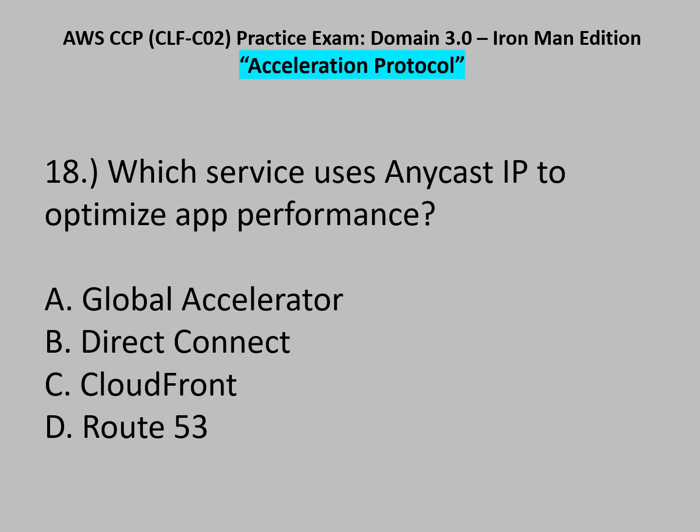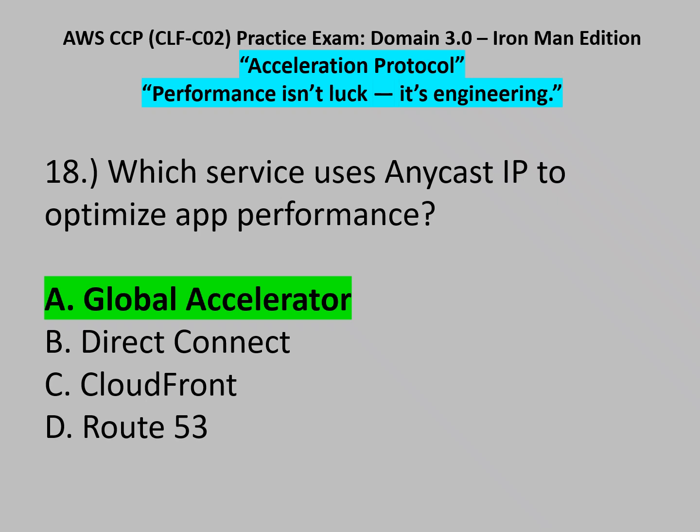Question 18. Which service uses Anycast IP to optimize app performance? A. Global Accelerator. B. Direct Connect. C. CloudFront. D. Route 53. The correct answer is A. Global Accelerator. AWS Global Accelerator directs user traffic through AWS's global network to improve availability and performance.